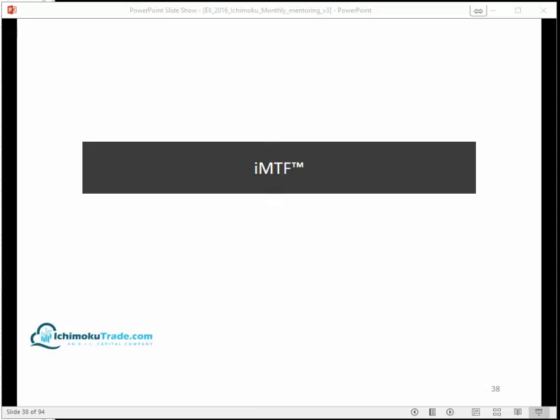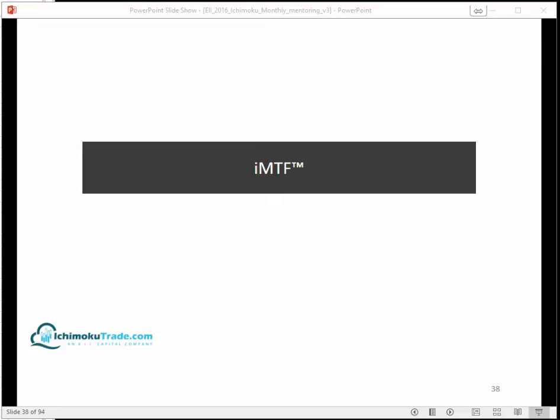This is an additional workshop for week 2 of the 1 month mentoring. The reason we're doing a separate workshop is that I want everyone to get familiar with the IMTF concept, which stands for Ichimoku Multiple Timeframes Analysis. In week 2, we're going to discuss pullback trading.